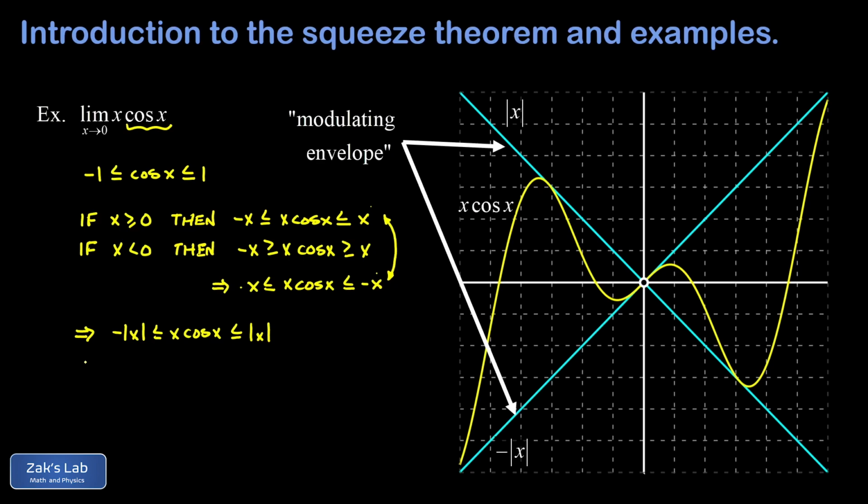So just to wrap up the application of the squeeze theorem here, we say the limit of the absolute value of x as x goes to 0 is 0. And the limit as x goes to 0 of negative absolute value of x is also 0. And this implies, because those are upper and lower bounds for our function, this implies by the squeeze theorem that the limit of x cosine x as x goes to 0 is also 0.